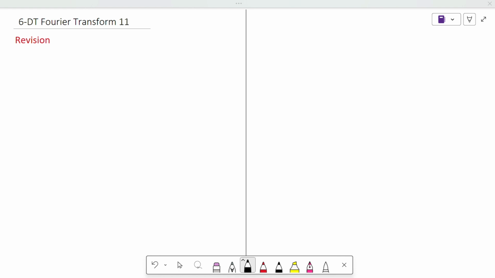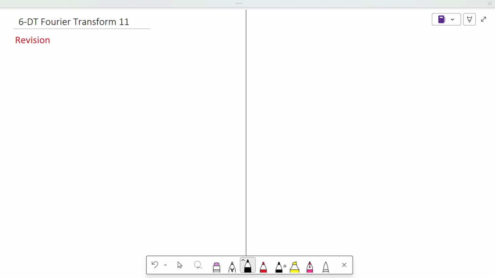Now we are in the sixth chapter, that is discrete time Fourier transform. So this is the fifth video. In the last first to fourth videos, we finished the details about the discrete time Fourier transform. So in this class, I would like to revise the whole chapter in this one video. So this is a revision class.